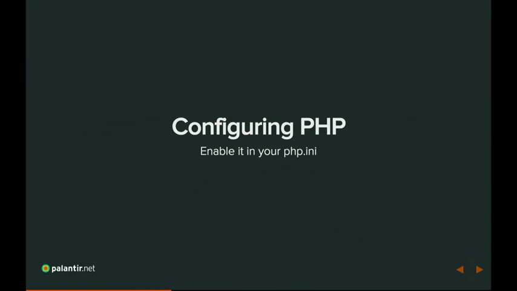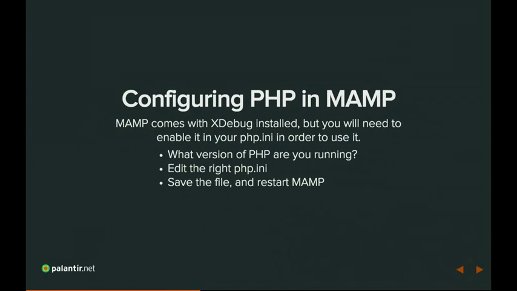It's pretty simple to set this up. You add a line to your php.ini. In MAMP, just make sure you check the preferences to find out what version of PHP you're running, so that you can edit the correct php.ini file. And after you save the file, you have to restart MAMP. This is the same if you're running PHP in another environment. Make sure you edit your correct php.ini file, and make sure you restart Apache after.